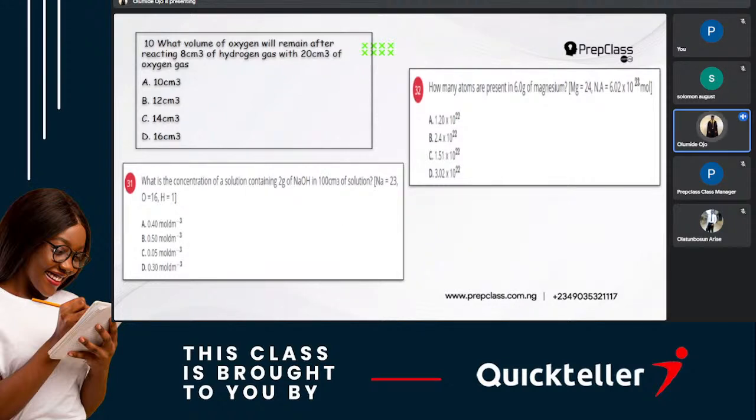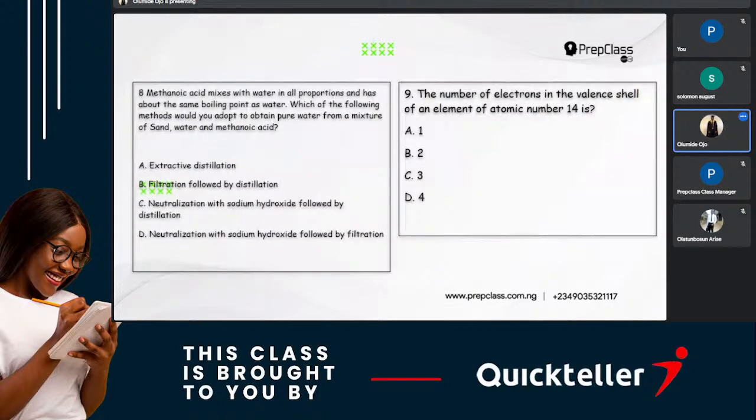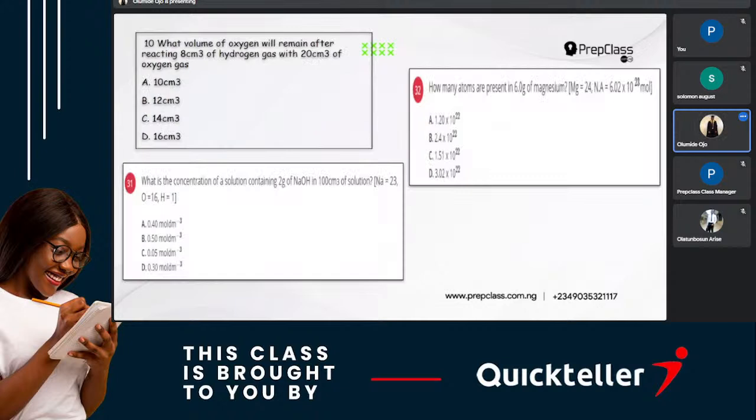So number 10, I think we move out from 2008, 2009. Okay, you are still in 2018. What volume of oxygen will remain after reacting 8 cm3 of hydrogen gas with 20 cm3 of oxygen gas? So it's still Gay-Lussac's law. Let's write the equation: 2H2 plus O2 equals 2H2O.